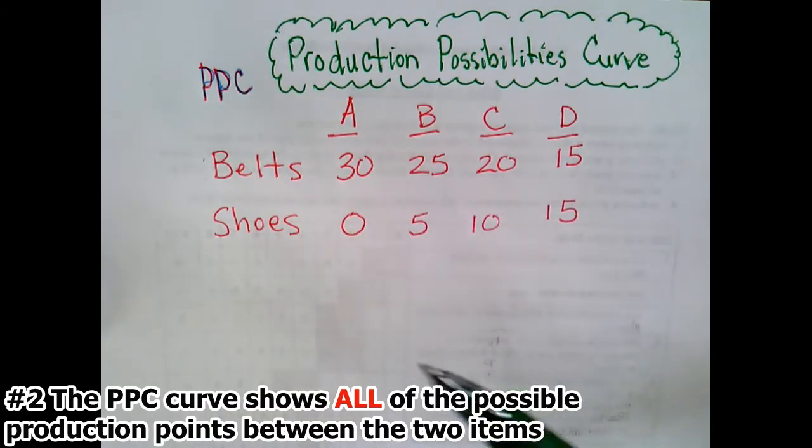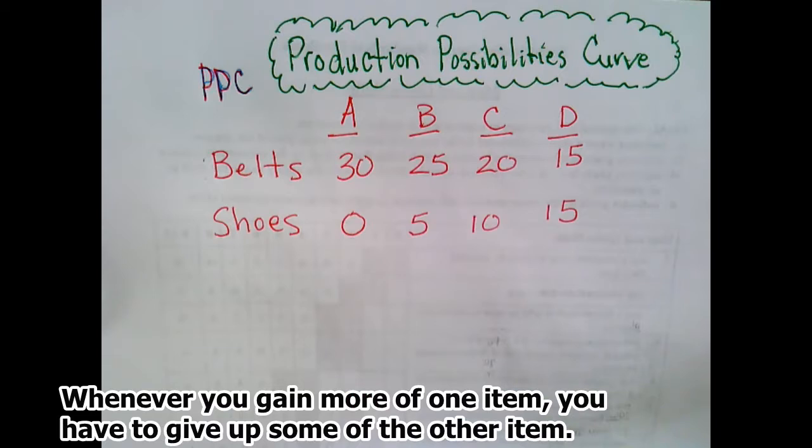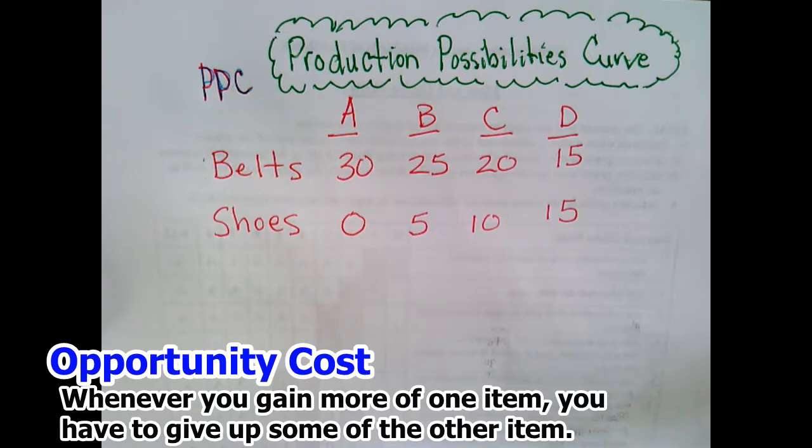But the way that this works is, in order to produce more of one item, you have to give up some of the other item. And that is going to be known as our opportunity cost. Remember what opportunity cost means. Opportunity cost is the next best alternative given up when you make a choice or a decision, right? So now let's go ahead and get to the fun part. Let's go ahead and graph.